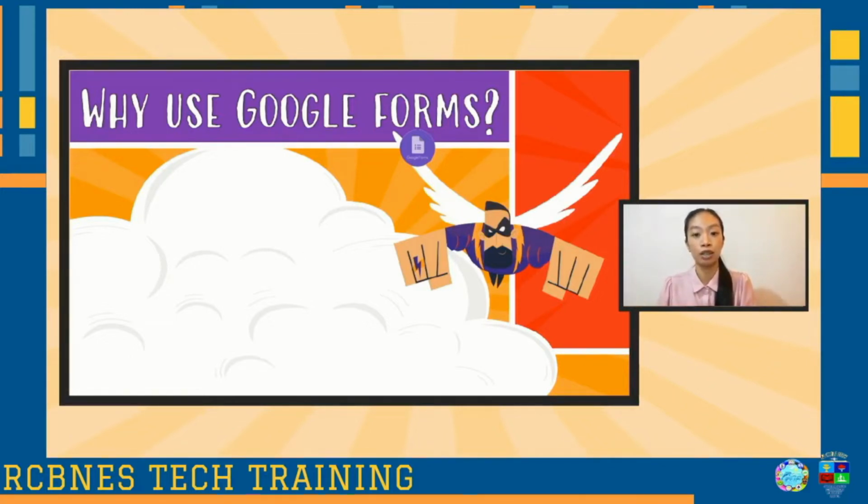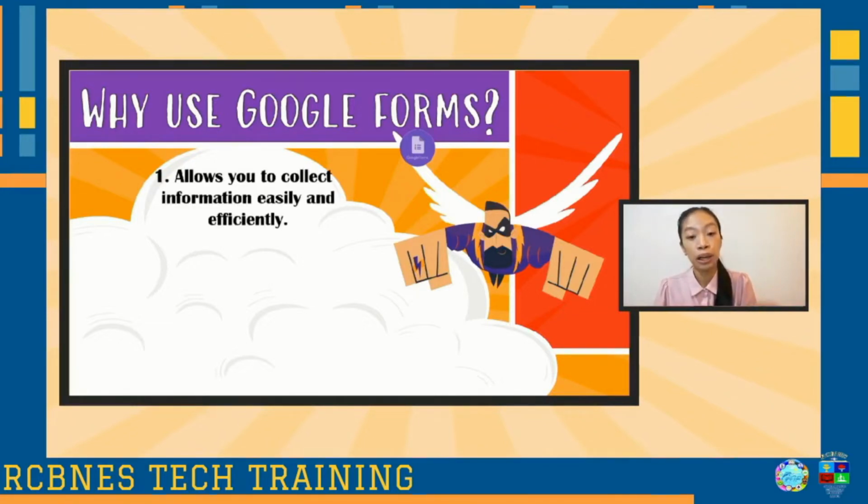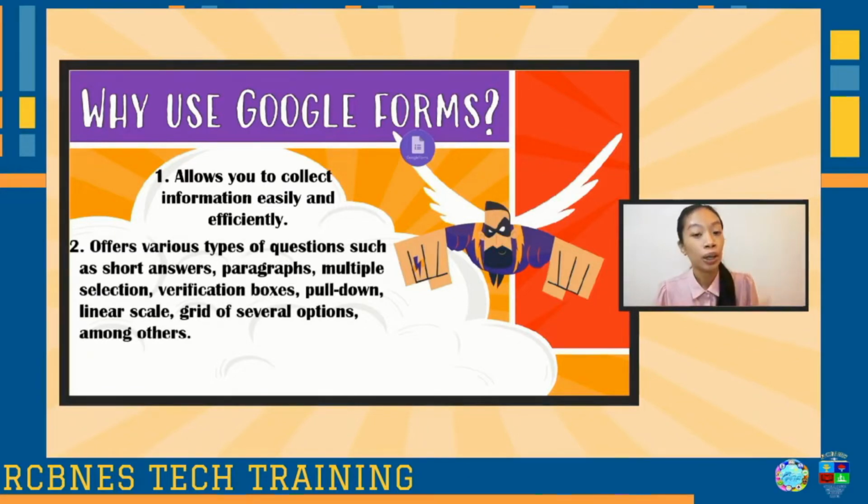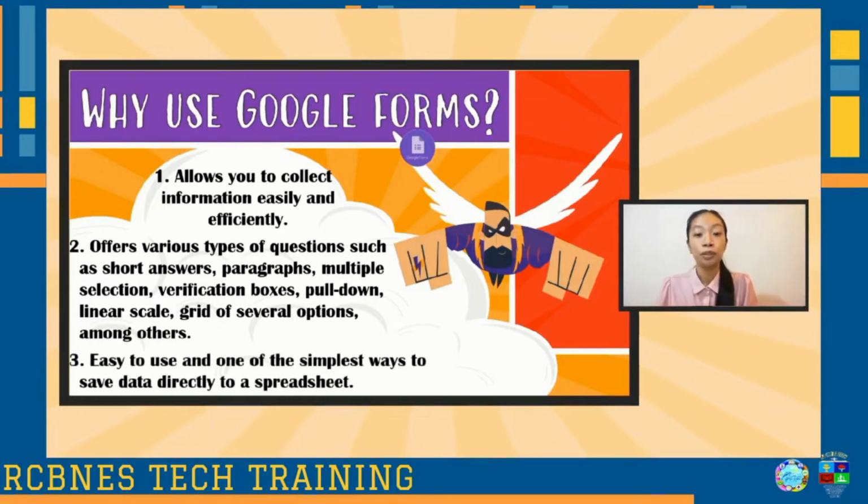Now the question is, why use Google Forms? Number 1, it allows you to collect information easily and efficiently. Period. That's very easy to understand. Number 2, instead of time-consuming formatting, aligning, and reproducing, Google Forms offers easy ways to create various types of items. We'll explore them one by one later. And lastly, you can tabulate the results with just one click. See, easy peasy lemon squeezy.